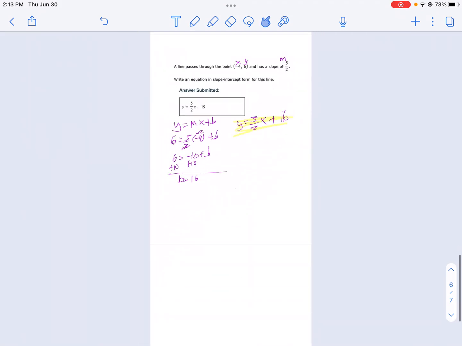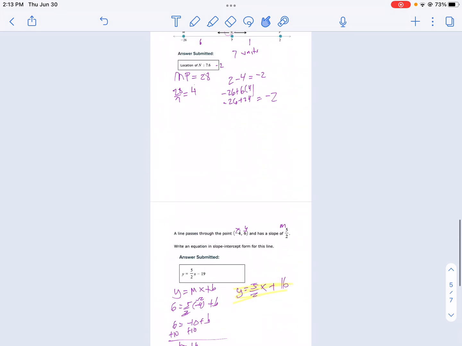I think that's it, isn't it? Yes, that is. There we go. Hopefully this will let you redo the midterm.